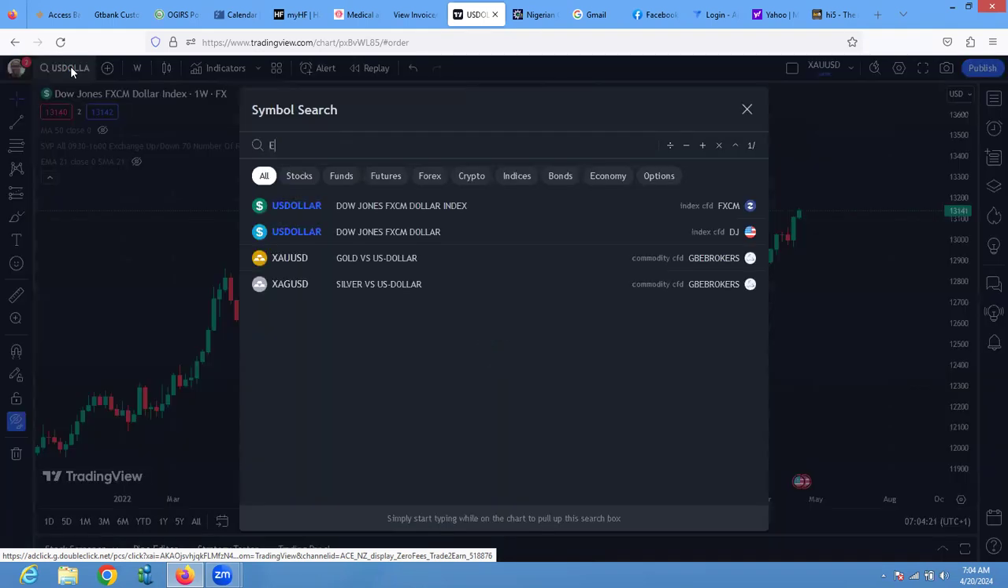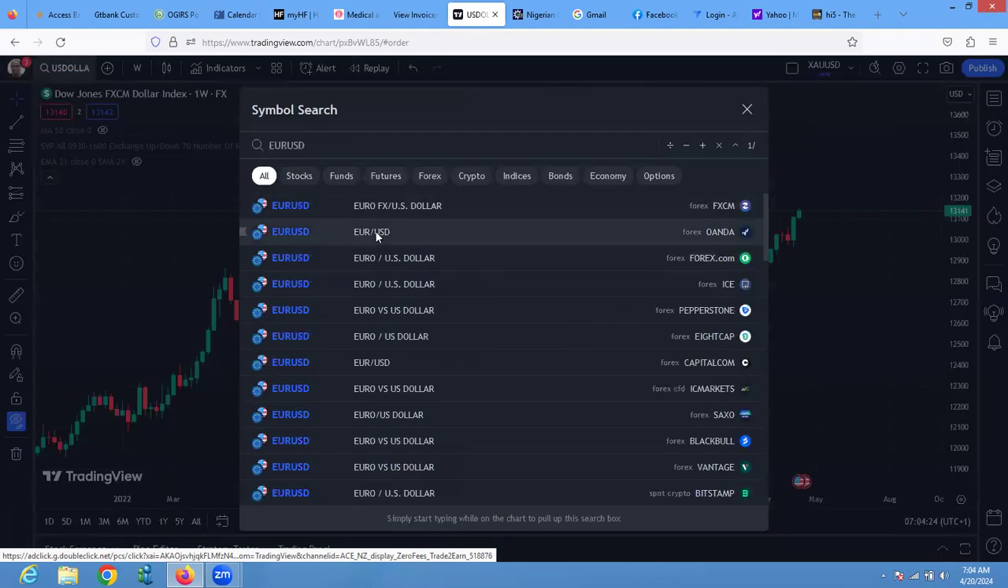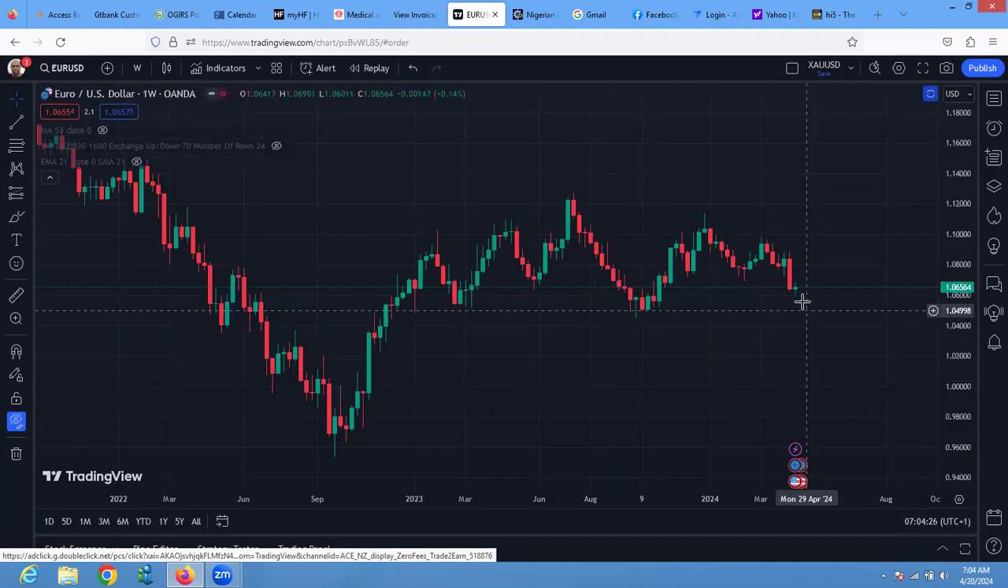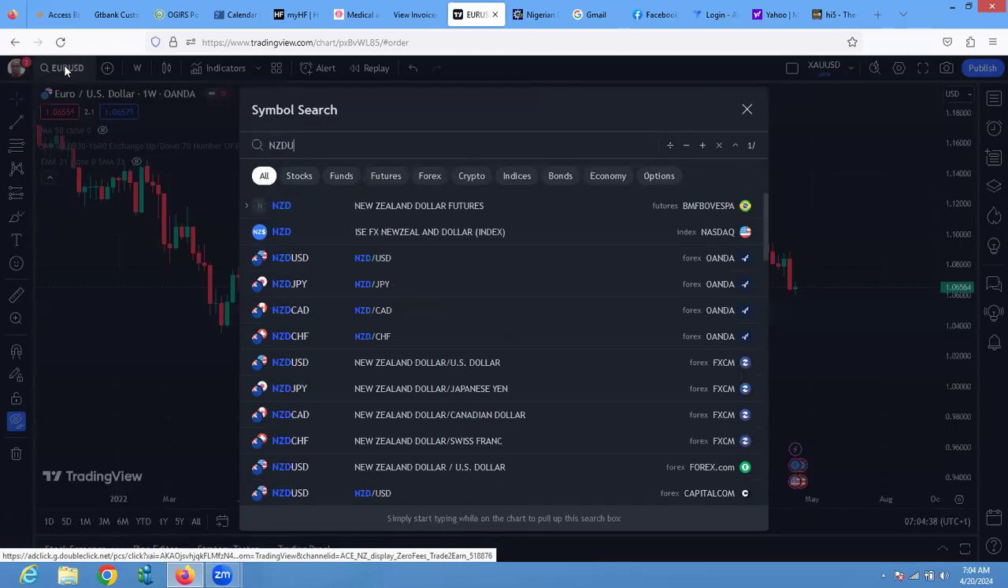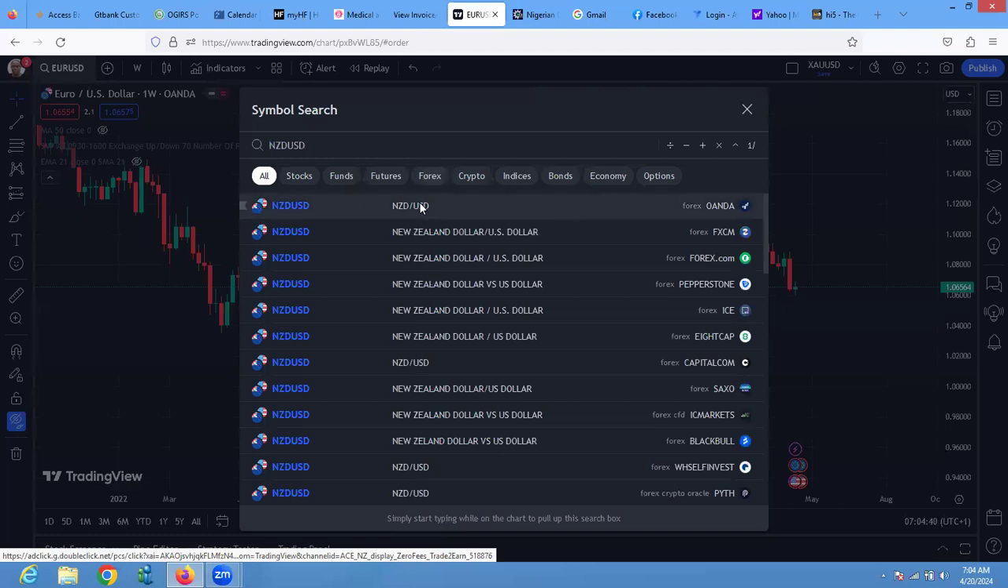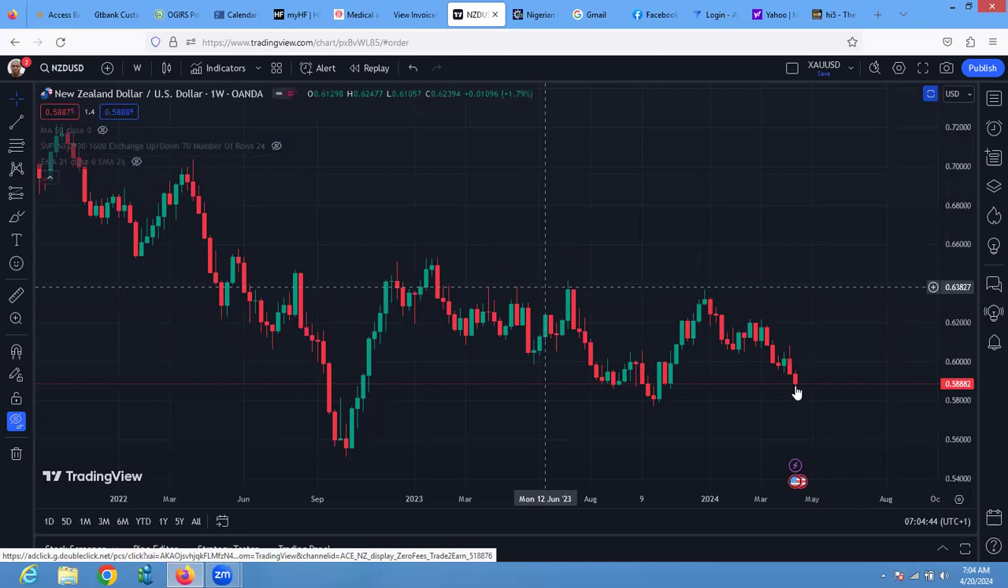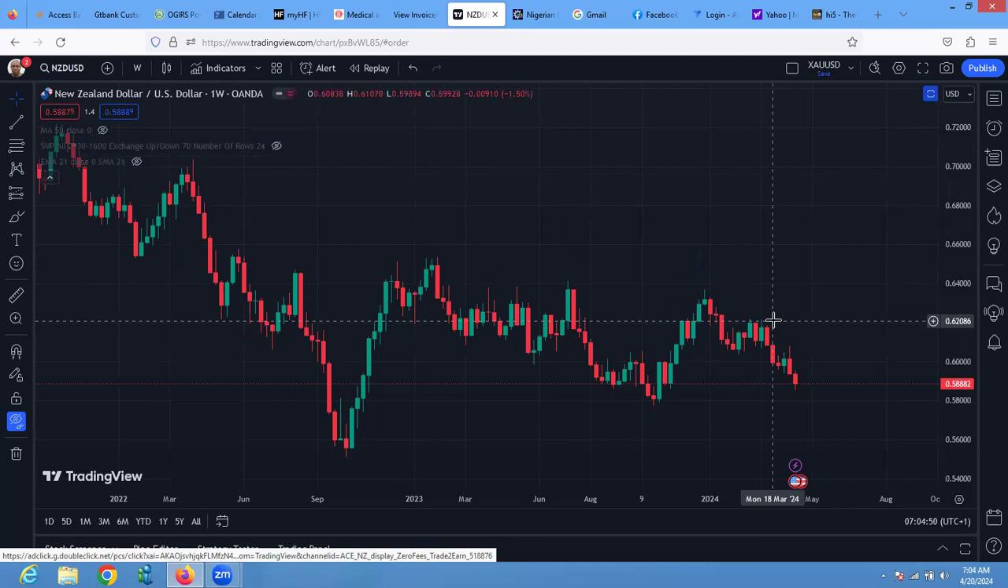So let's look at euro dollar. On euro dollar, it's also a doji that has appeared now, which means we are almost done. When you look at NZD USD, which I just recently introduced, so what do we have? It's almost similar to what we saw on US dollar index. So now let's go back to DXY.